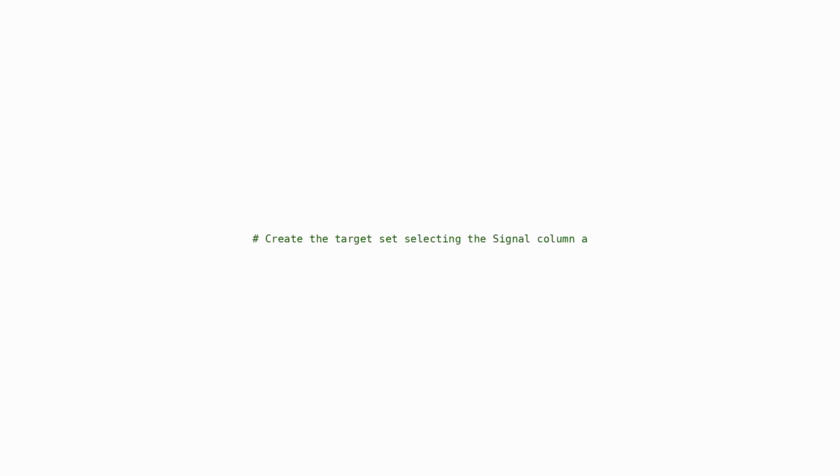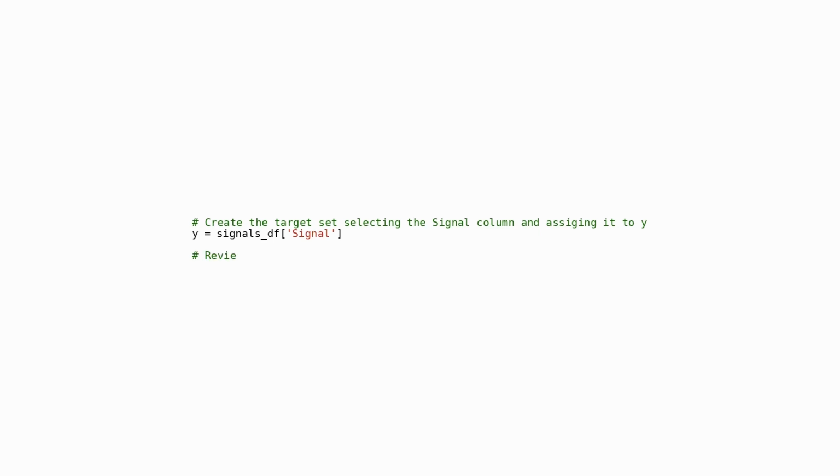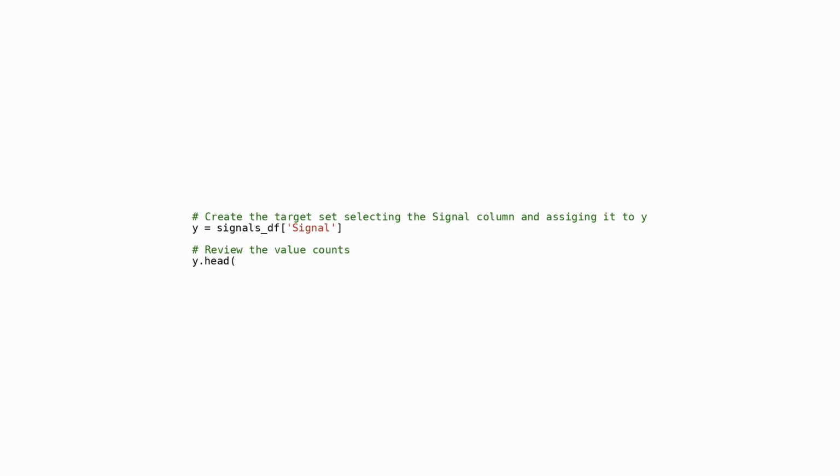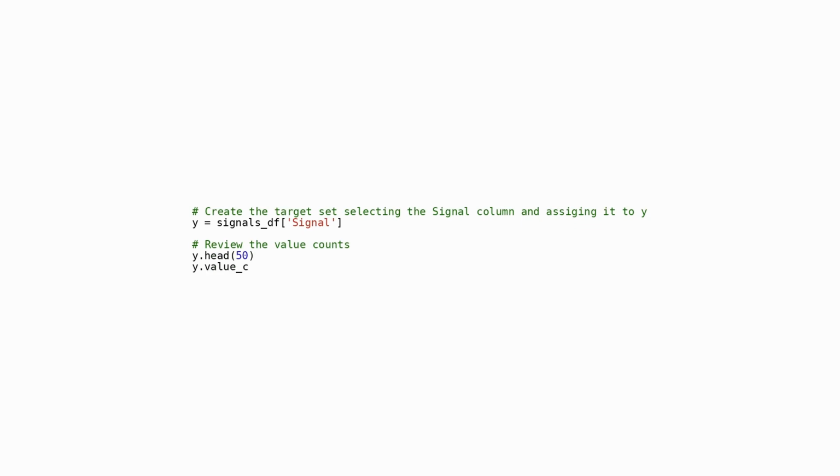After the assignment, it performs two operations to inspect the data in y. The first operation, y.head(50), displays the first 50 values of the signal column to give a quick overview of the data at the beginning of the series. The second operation, y.value_counts(), tallies the frequency of each unique value within the signal column, thus providing insights into the distribution of data within that column. These operations are typically used for a preliminary examination of the data during the data analysis process.